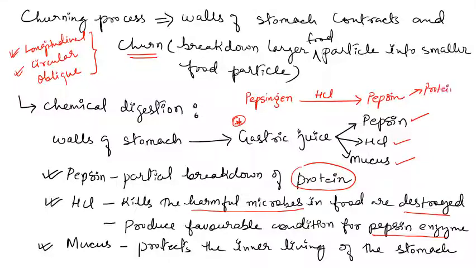The third one is mucus. Mucus will help in the protection of the inner lining of the stomach. So mucus helps to protect the inner lining of the stomach.